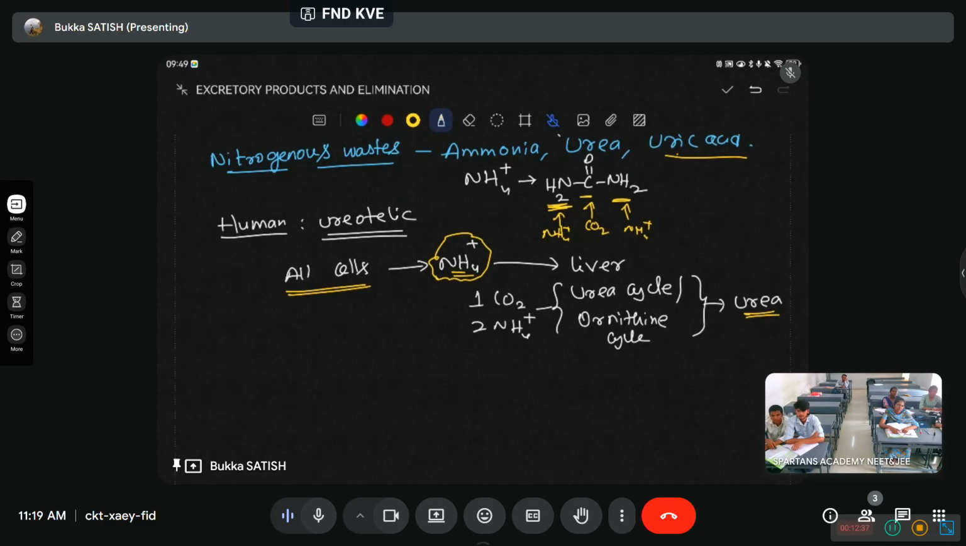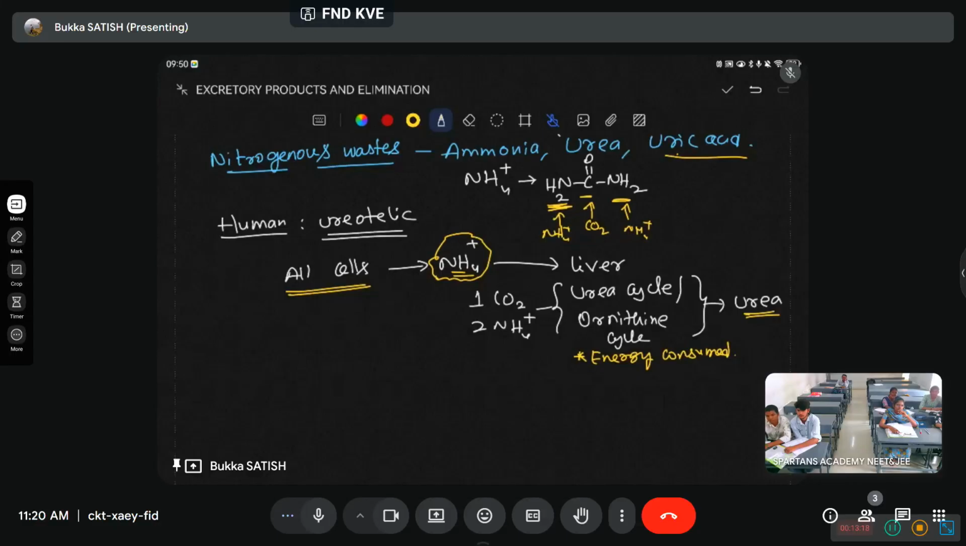Now, the question is, urea is a waste. Ammonia is also a waste, right? And keep in mind, in this urea cycle, I am not giving the detailed cycle, but in this cycle, energy is consumed. So we are spending energy to convert carbon dioxide and ammonia, or simply ammonia, to urea. So why are we converting one type of waste into another type of waste? Anyhow, it has to be eliminated, right?